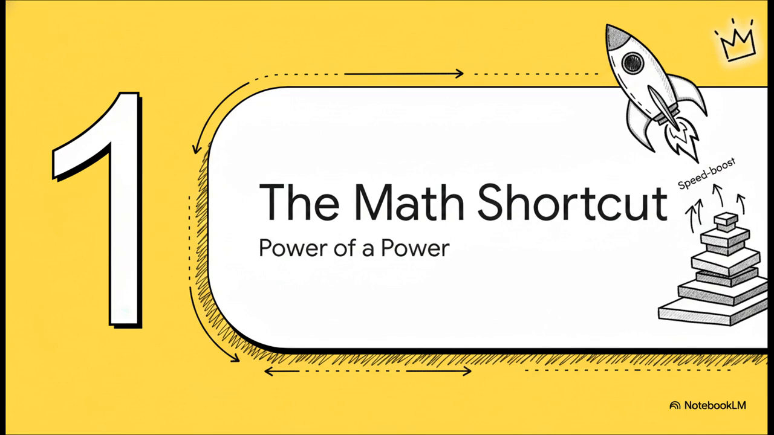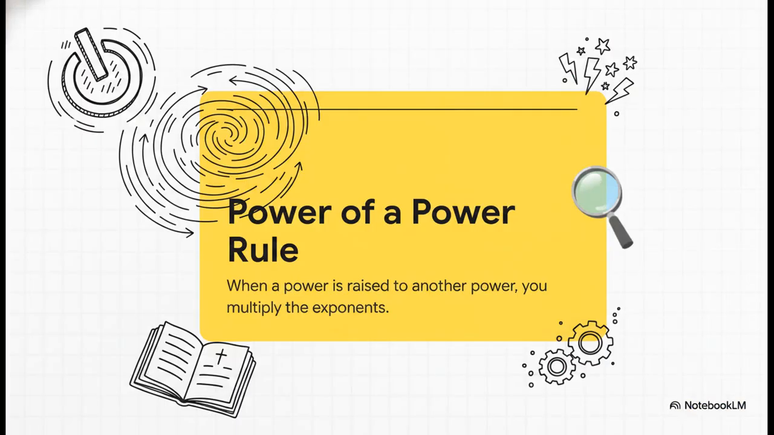Section 1. Unlocking the Math Shortcut. So what is this shortcut? Well, let's start thinking of exponents as a kind of mathematical superpower. Basically, an exponent is just a fast way to do multiplication. And when you stack those exponents on top of each other, you get an incredible speed boost using what we call the power of a power rule.